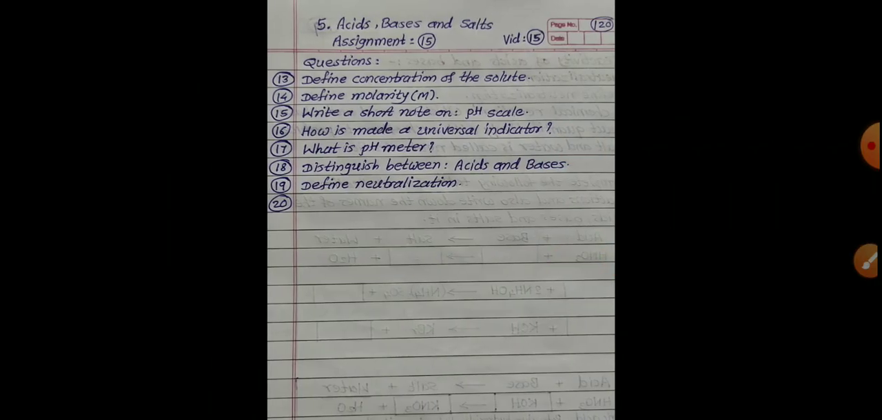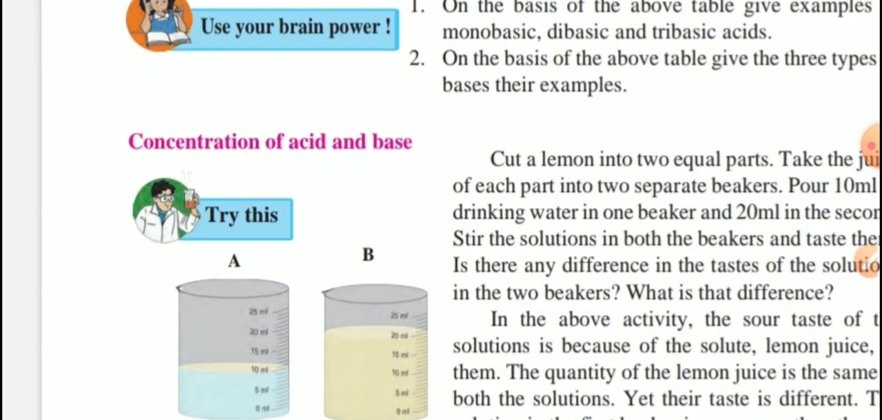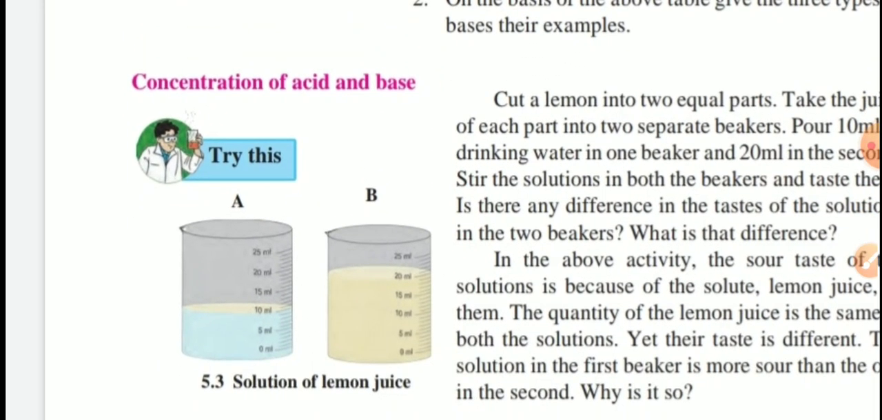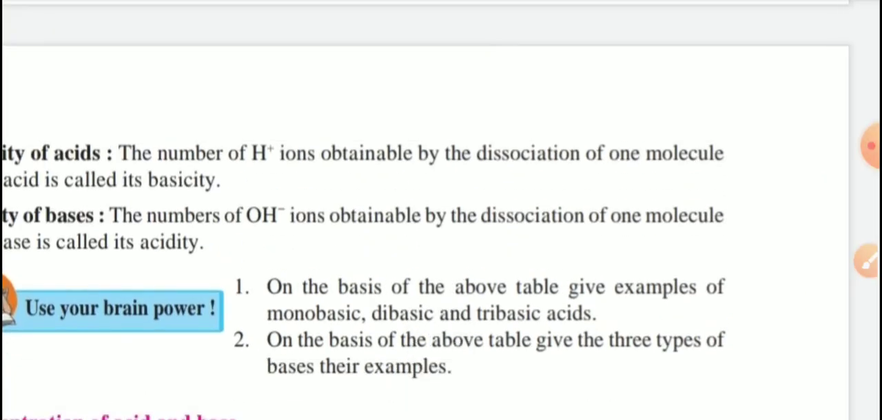Yes. So today what did we learn? Today we learned about the concentration of acids and bases, pH scale and neutralization. These three important points we learned in today's lecture. All are getting?